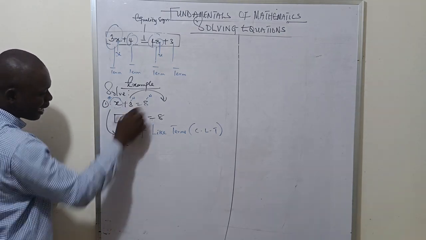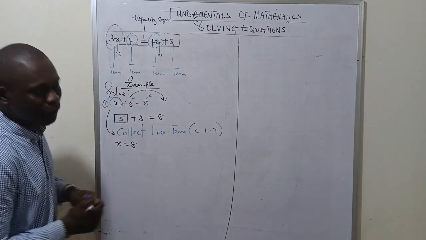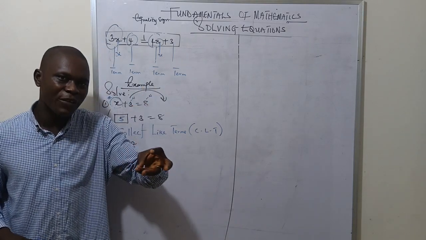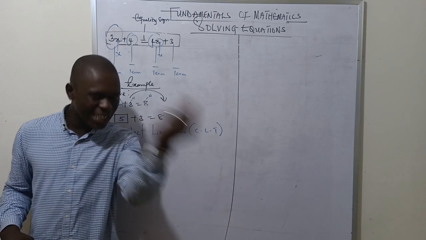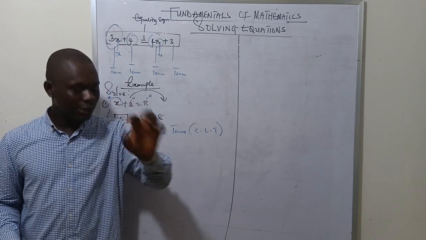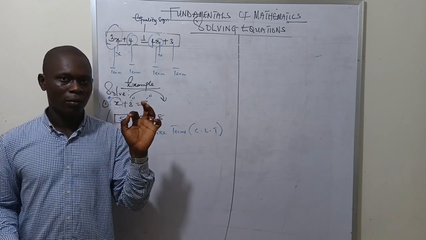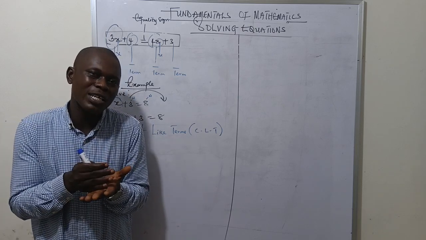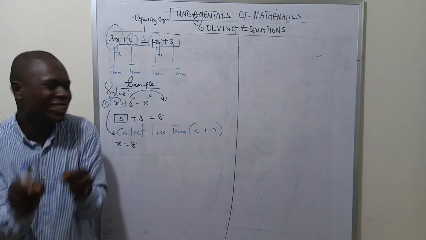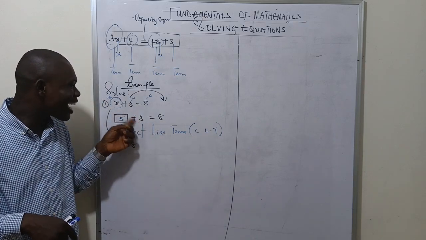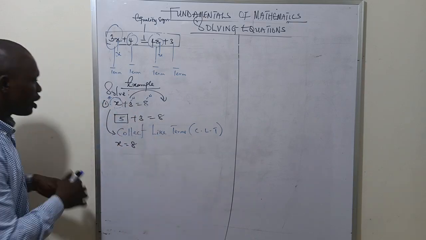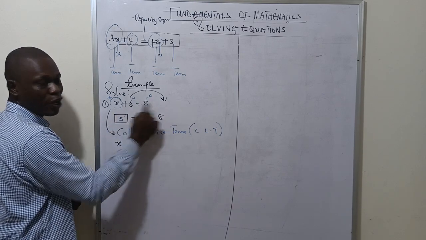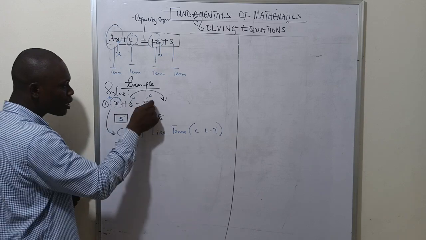Now this here, my 8 is coming here. Now listen, please listen and listen good. Anytime a number or a figure or a term is crossing the equality sign, the sign changes. What do I mean? Anytime a number or a term is crossing the equality sign, the sign must change. If it was plus before, when it's coming back here, it changes to minus. If it was minus, then when it's coming here, it changes to plus.